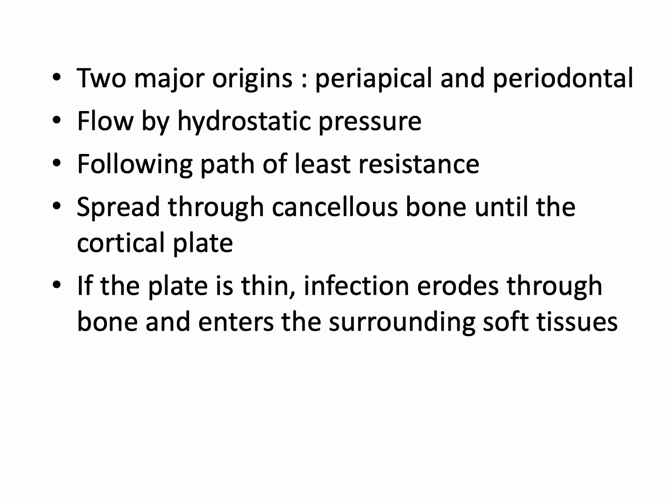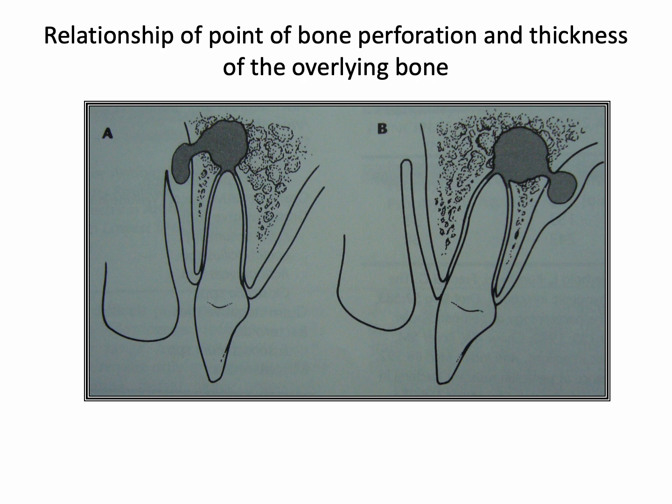The two major origins of odontogenic infection are periapical and periodontal origin. This will start with flow by hydrostatic pressure, then it will follow the path of least resistance and spread through cancellous bone until the cortical plate. And if the plate is thin, infection will erode through the bone and enter the surrounding soft tissue. This diagram shows a relationship between the tip of the root or the apex of the root and the thickness of the overlying bone.